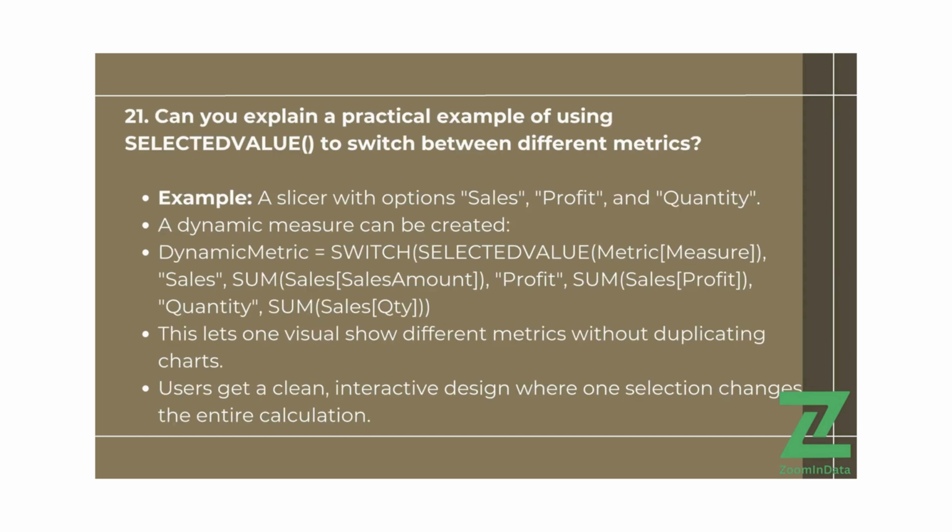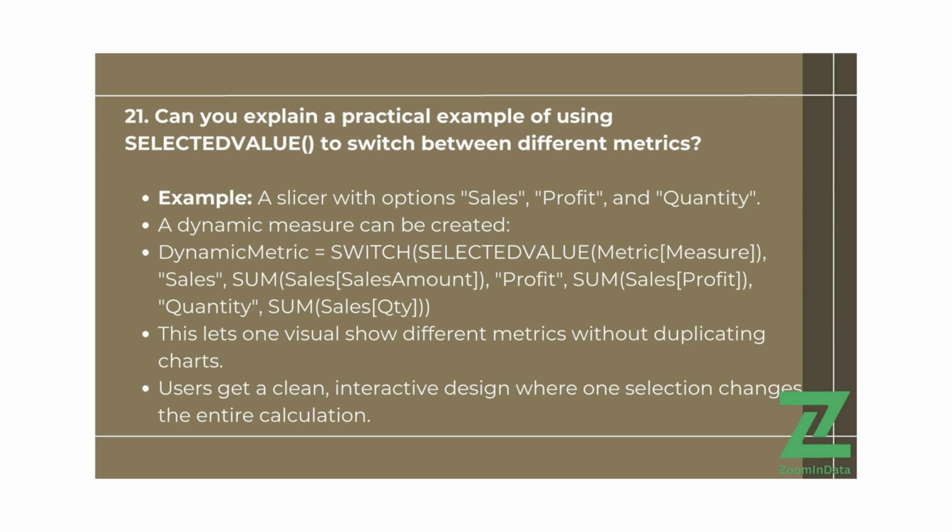21st question. Can you explain a practical example of using SELECTEDVALUE to switch between different metrics? Here's an example of creating a dynamic measure using SWITCH in Power BI. Imagine a slicer with 3 options: sales, profit, and quantity. Based on the user's selection, Power BI can calculate different metrics using a single measure. A measure like Dynamic Metric equals SWITCH of the SELECTEDVALUE from the metric table.